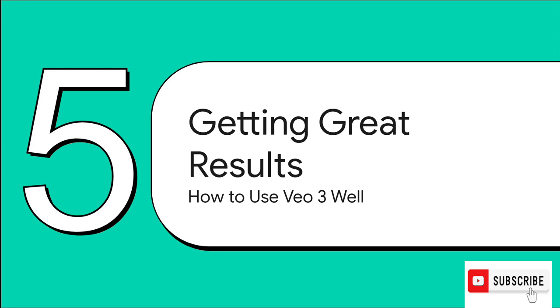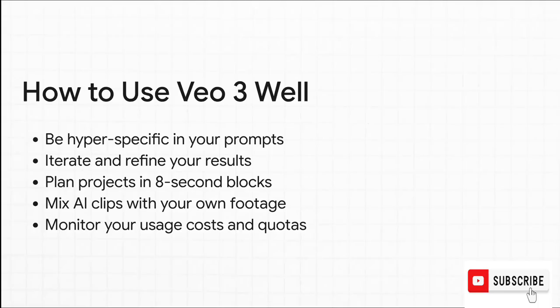Okay, so knowing all the challenges, how do you actually master this thing instead of letting it frustrate you? Let's wrap up with a playbook for how to get really great results. To really win with this, you have to become a prompt wizard. Be hyper-specific. Don't just say, a car. Say, a vintage red convertible, driving on a winding coastal road at sunset with golden lens flare, and you can hear the sound of ocean waves crashing. You have to think like a storyboard artist, planning your videos in these little 8-second chunks. And the real magic might just happen when you mix these AI clips with your own real-life footage. Oh, and yeah, definitely keep an eye on those usage costs so you don't get a surprise bill.